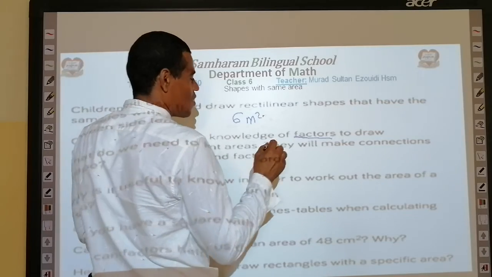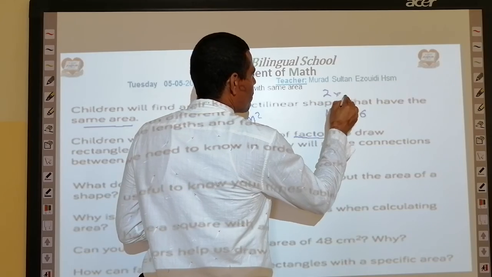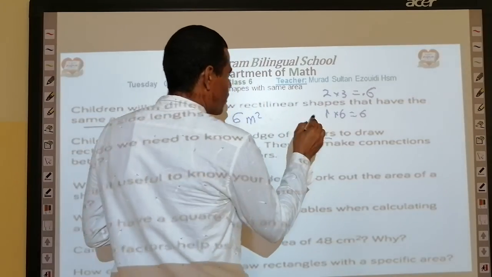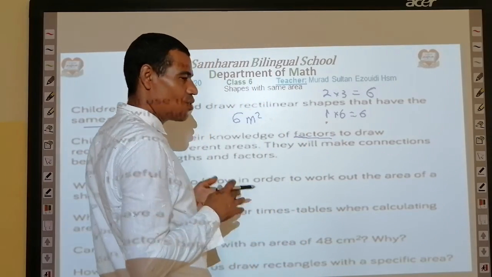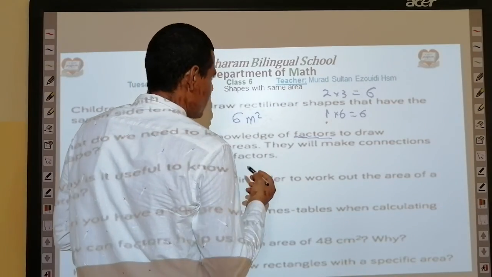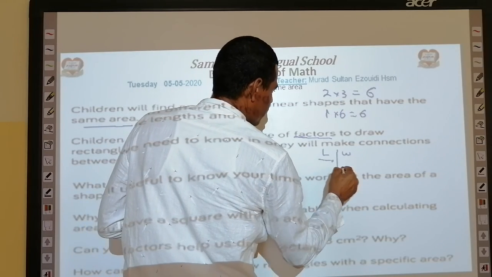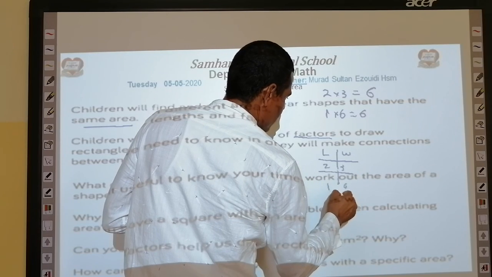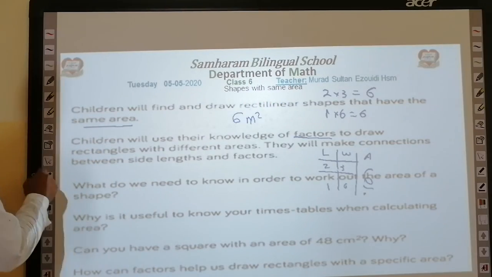We will think of the factors of 6. 1 multiplied by 6 is 6. 2 multiplied by 3 is 6. Okay? And for example, I will tell you, try to at least draw two different rectangles that have the same area but different lengths. So this is, for example, length and width. This is 2, this is 3. Then the next is 1, 6. All of them have the same area, which is 6 centimeters squared. Okay, clear all.